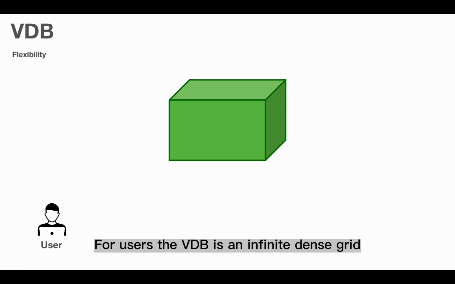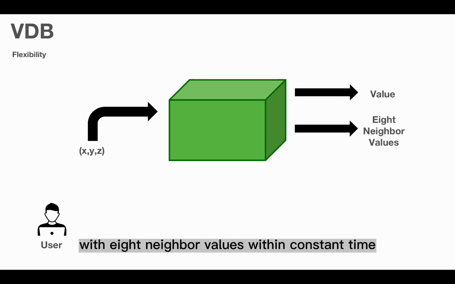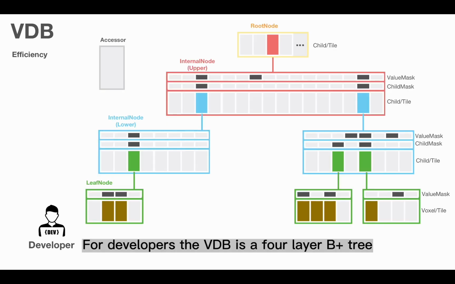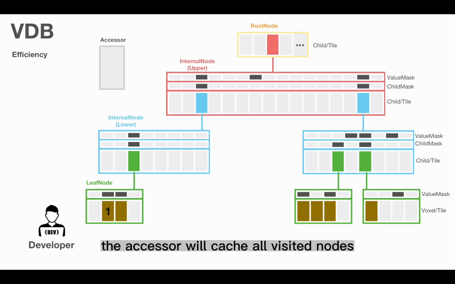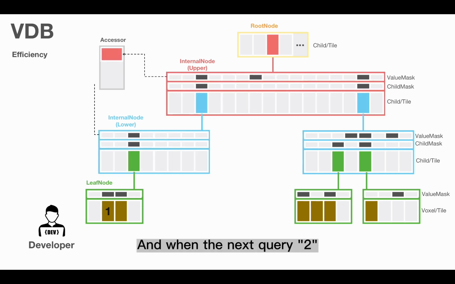For users, the VDB is an infinite dense grid. Input a 3D coordinate, it will output the corresponding value or together with 8 neighbor values within constant time on average. For developers, the VDB is a 4-layer B+ tree. When querying the voxel 1, the accessor will cache all visited nodes. As the tree depth is 4, the access is fast.